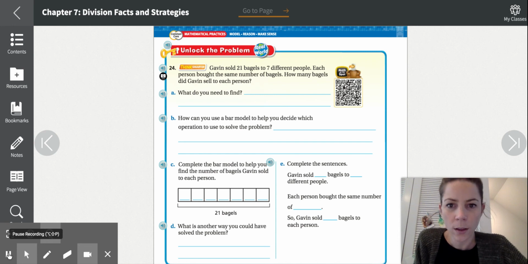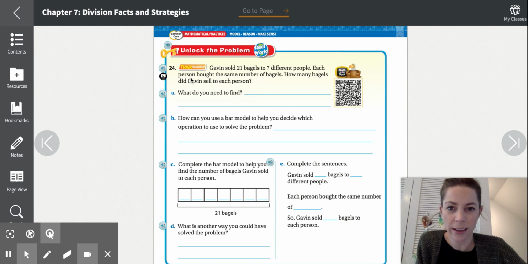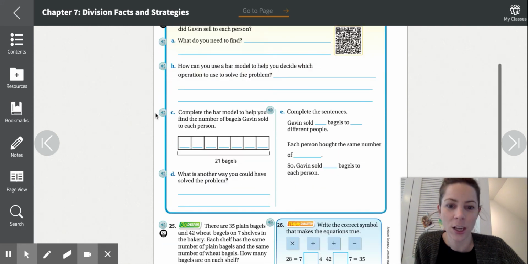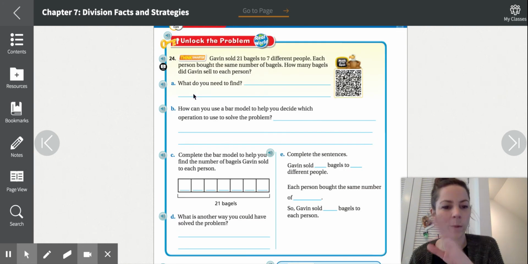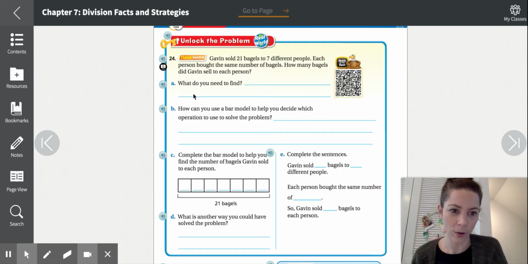Okay, guys, we are on lesson 7.7. We're on the last page. Kind of says unlock the problem again on this page. But I really like the problems on this page because they're different than the ones we've been getting over and over and over again, and the on your own.